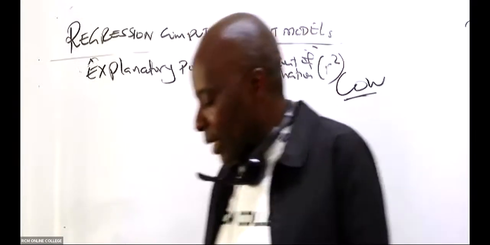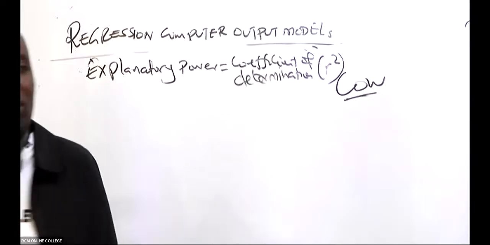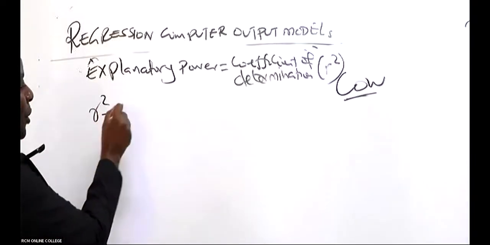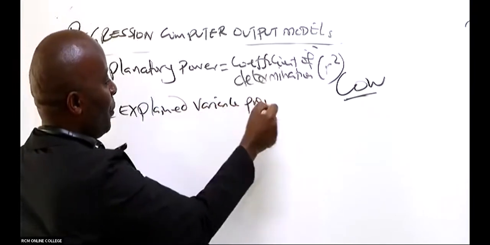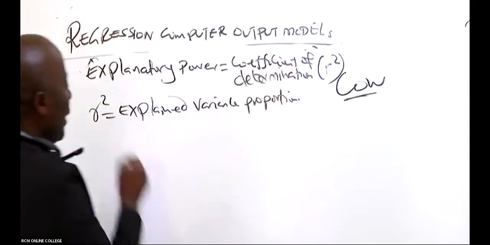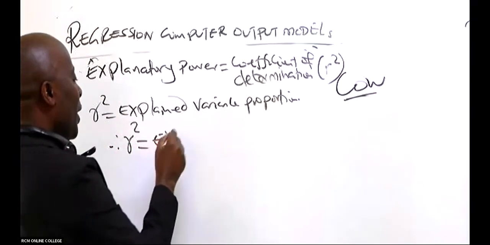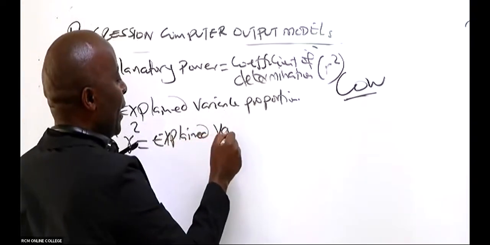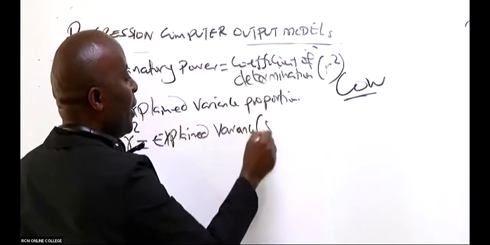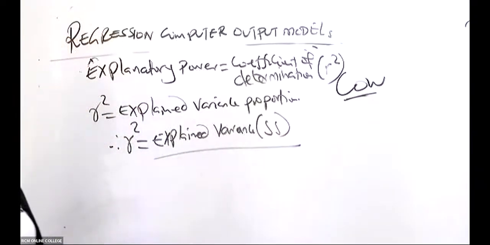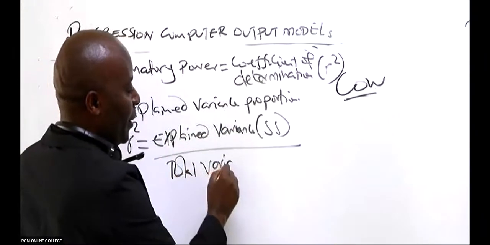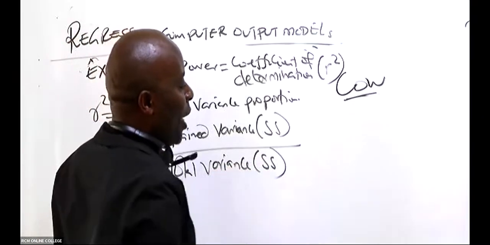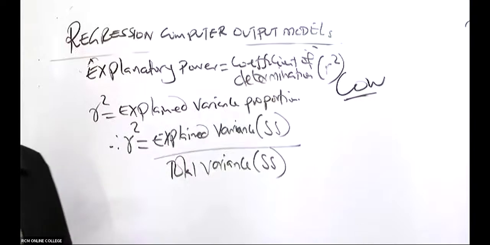But imagine it's not a tough thing, because I know that this R squared is explained variance proportion. Therefore, my R squared will be explained variance in terms of sum of squares, not mean, divided by the total variance in terms of sum of squares, times 100.